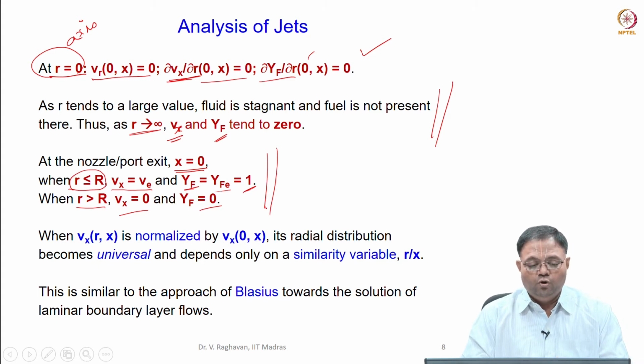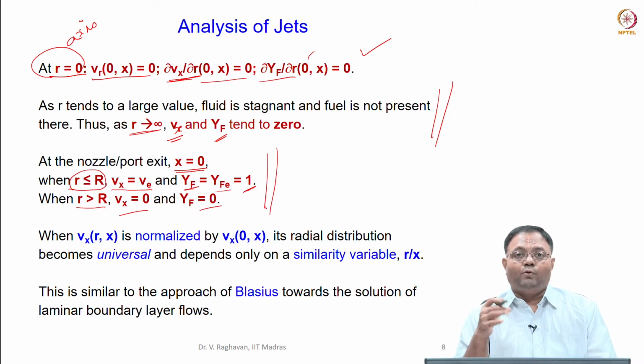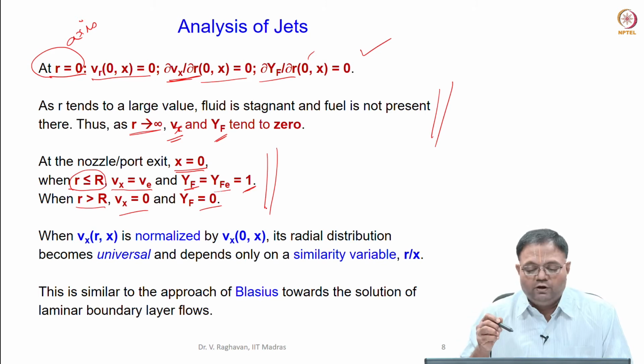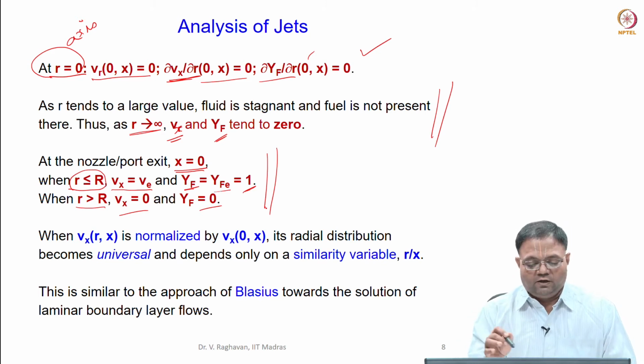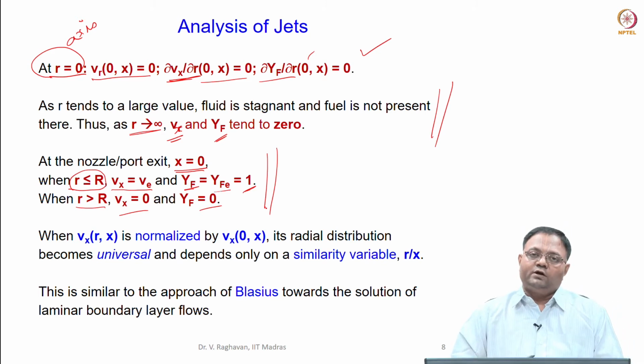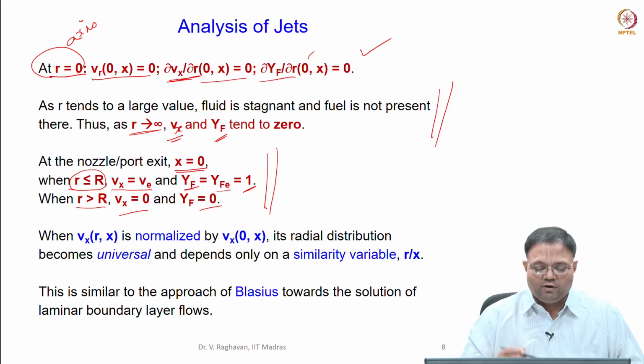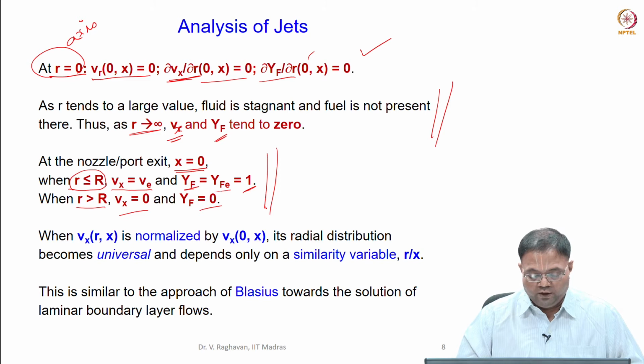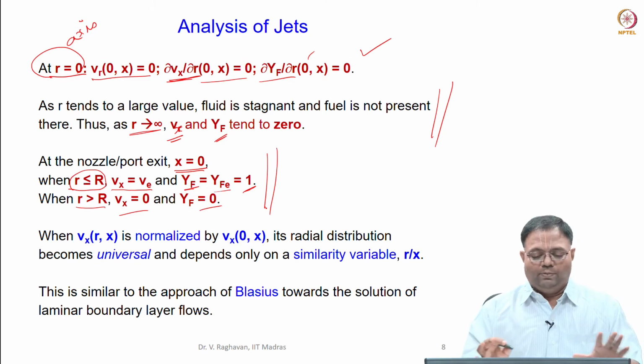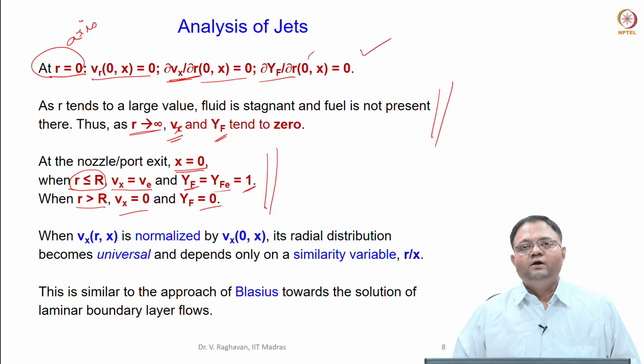Do you understand? The boundary layer equations are parabolic in nature. We need boundary conditions to be specified at these locations: r equal to 0, r tending to infinity, and x equal to 0, for all the variables we are trying to solve. Okay. So, now you can numerically solve this. If you apply these boundary conditions, you can numerically solve this.